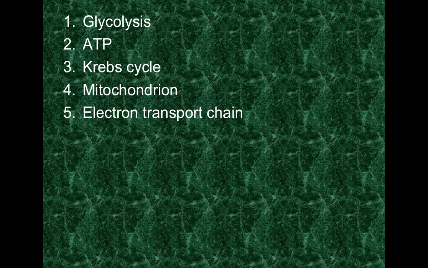And the pyruvic acid from the glycolysis feeds into number 3, which is the Krebs cycle, and you can see it turns around and around. Number 4 is where this takes place. The Krebs cycle is in the mitochondrion. And then the electrons from both glycolysis and the Krebs cycle head over to number 5, which is the electron transport chain.